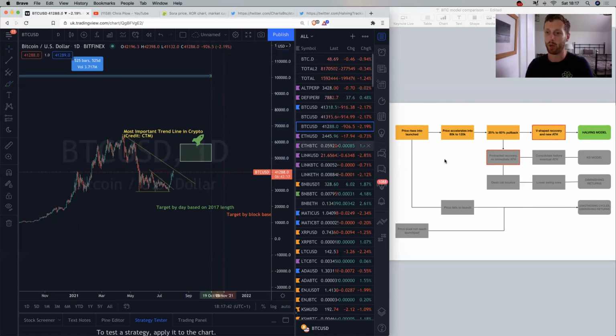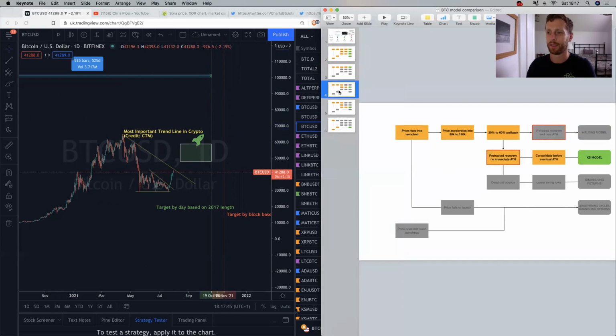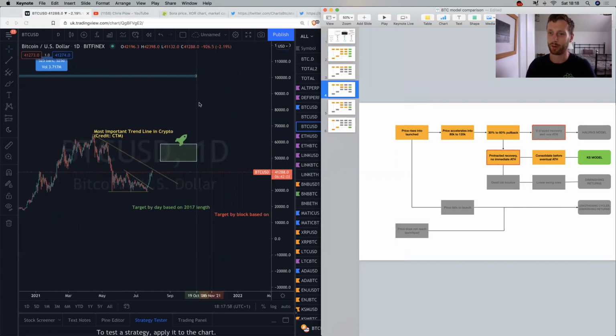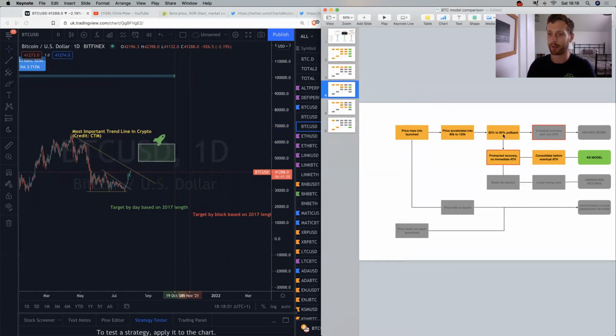Let's look at our next scenario. That's going to be the KS model. And we're following the same path to start with, or I'm expecting to. We head into our launch pad, we accelerate up to between 80 and 120,000. We put in a good pullback, but on the recovery from the pullback, we don't do a V. We don't head up to the all-time high straight away. In fact, what we would do is consolidate for a while and eventually put in the all-time high, which the KS model has in May of 2022 as the target.